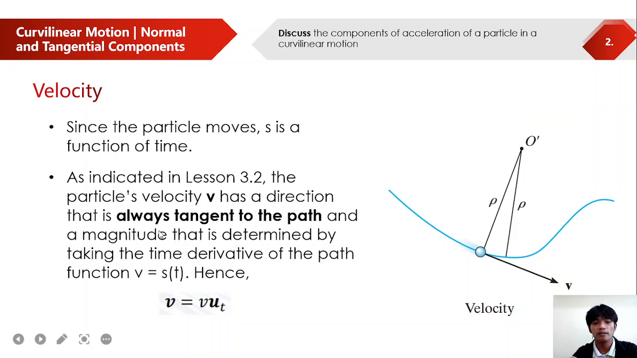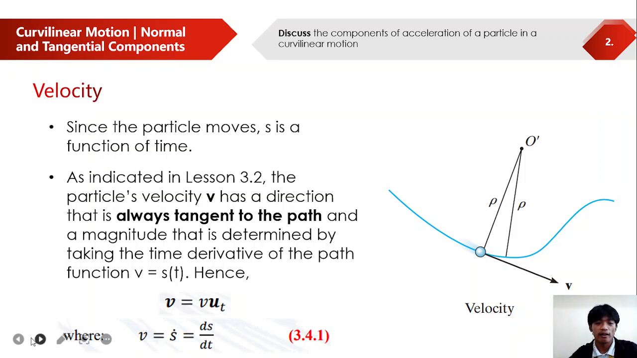Now, for your velocity naman, since it says here that it is always tangent, if we say tangent, of course, obviously, nasa tangential component siya, di ba? So, v times u sub t. So, that's for your tangential component. Okay? So, that's how you solve for the velocity using normal and tangential components.